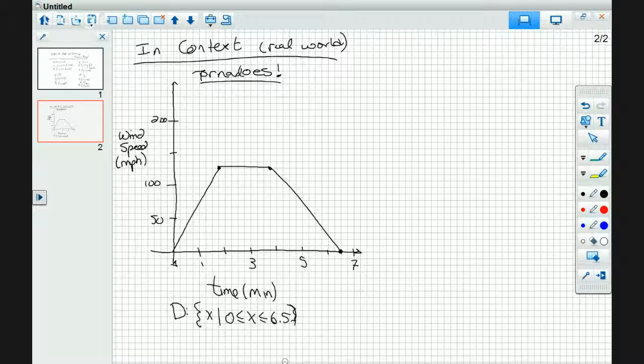What about the range? The y values. What are the y values? Yeah, 0 to 125. Okay. A little easier to see when you have a graph or a table, right? The equation then gets a little screwed up.